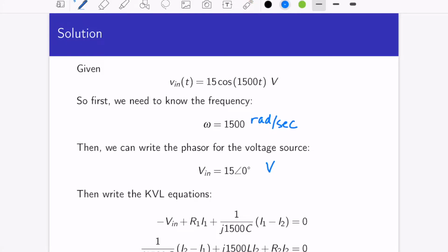Okay, so just remember, of course, that ZC is equal to 1 over j omega c. So again, going around that loop, minus Vn plus R1 times the loop current plus I1 minus I2, the difference in the loop currents, times 1 over j omega c is equal to 0. For the second loop, we have 1 over j omega c times I2 minus I1 plus j omega L I2 plus R2 I2 is equal to 0.